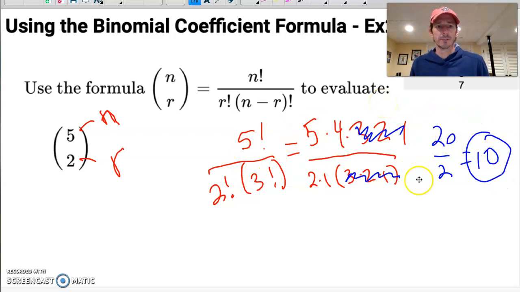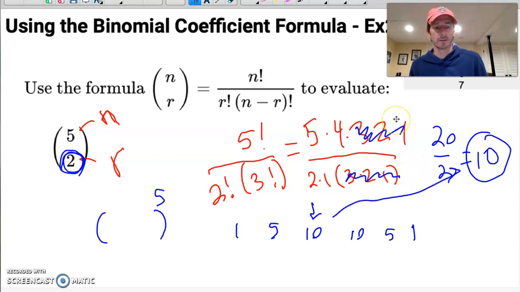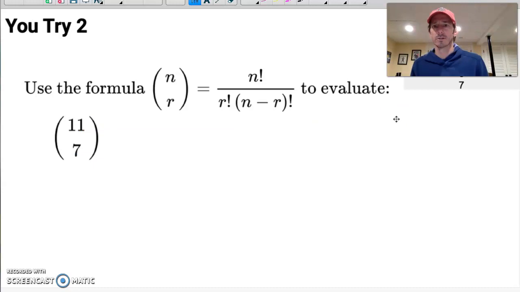So, not surprisingly, if I had an expansion to the 5th power, we remember our Pascal's triangle. I believe it was 1, 5, 10, 10, 5, 1. And remember, this would put me one term farther than 2, so that would put me right here. And there's my 10 right there. Oh boy.